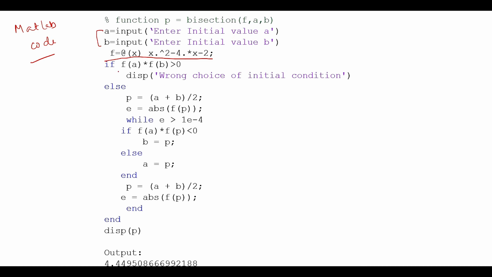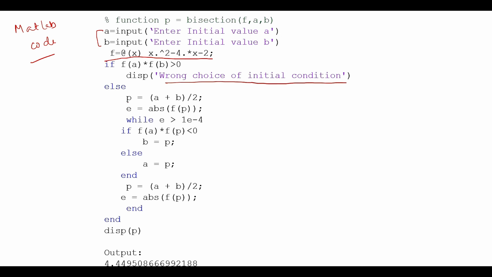Now it is checking whether f of a into f of b is greater than 0 or not. If it is greater than 0, we have chosen a wrong a and b, so it will display an error message. And if f of a into f of b is less than 0, obviously this will go to the else statement. If it is greater than 0, then display that this is a wrong choice of the initial condition. Else, if it is less than 0, then it will do the following.